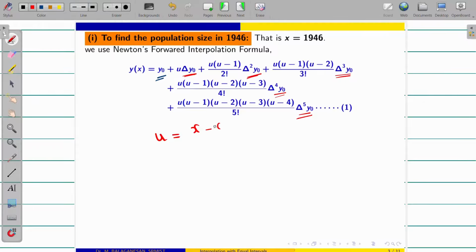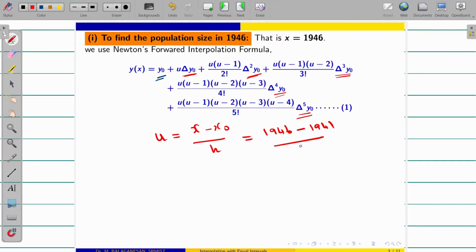u equals x minus x naught divided by h. What is the value of x? Whatever value we have to find, that is our x. So 1946 minus x naught. X naught is the first value in the table, 1941, I think. Divided by h.